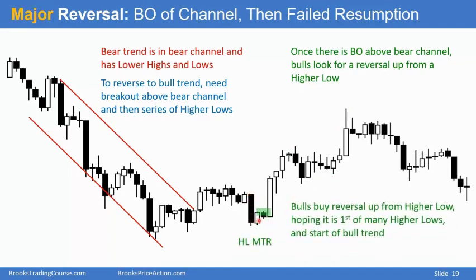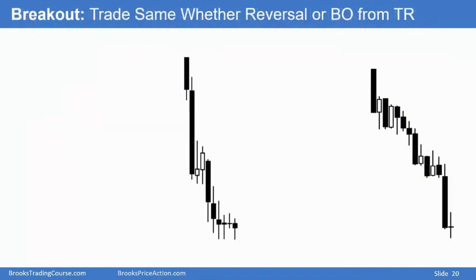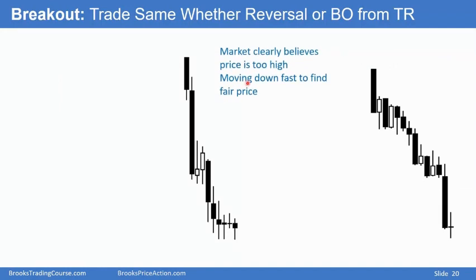Bear breakout, but bad follow-through for the bears. Bulls will buy above the high of this bar, taking a chance that it's a higher low major trend reversal, and they want it to be the first of many higher lows and the start of a bull trend. In both cases, the market's going down. It clearly believes that the price is too high, and it has to move down fast to find a new fair price.